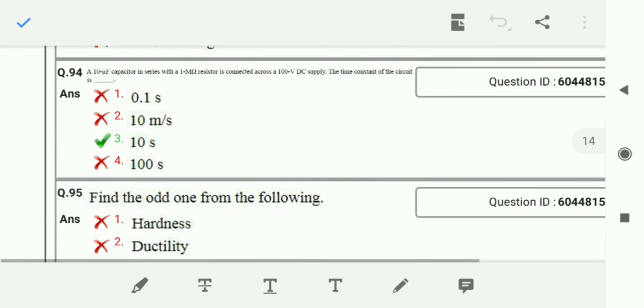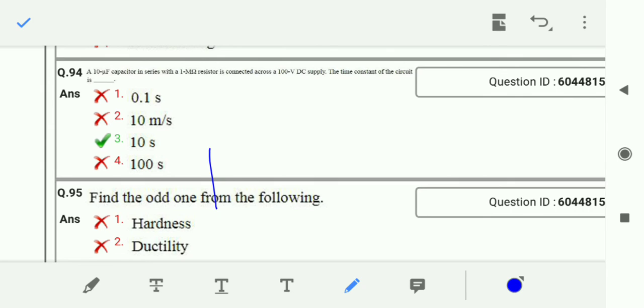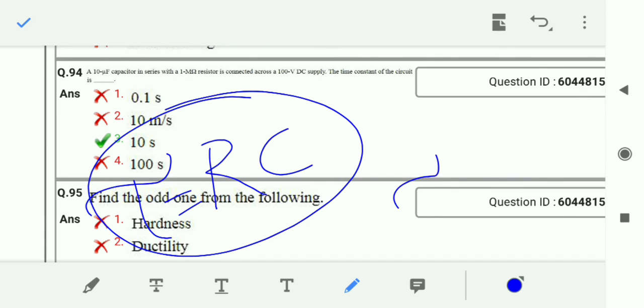Next, a 10 microfarad capacitor in series with a 1 mega ohm resistor is connected to a 100 volts DC supply. The time constant of the circuit is, I already told you, for an RC circuit the time constant is R into C. For an RL circuit, the time constant is L by R.